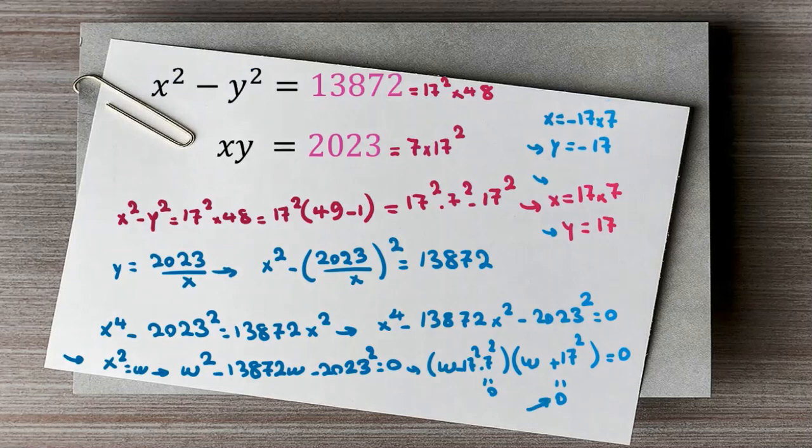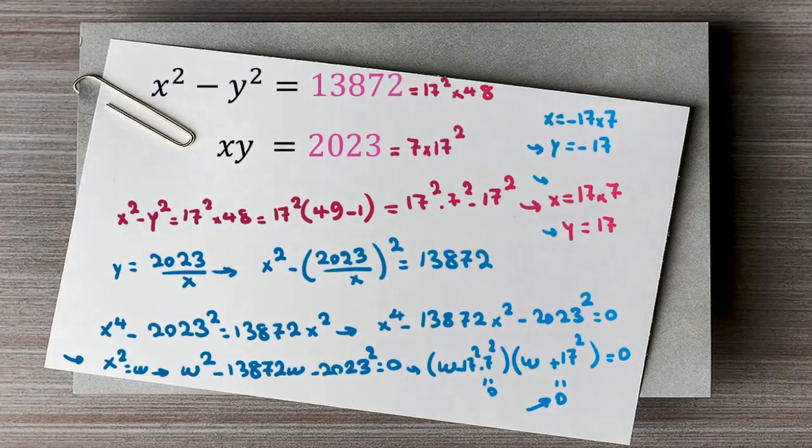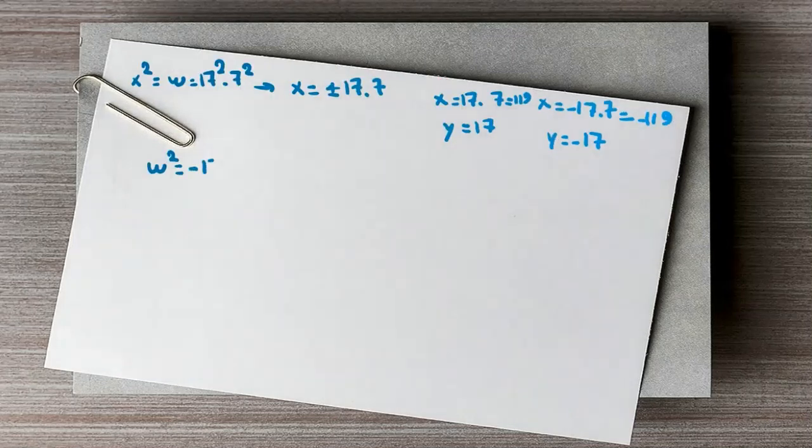If the second term is 0, w plus 17 squared is 0. So in real numbers, we don't have any other answer. But if we work in complex numbers, you can say w equals negative 17 squared. Okay, you can check for complex numbers and find related answers for x and y for this.